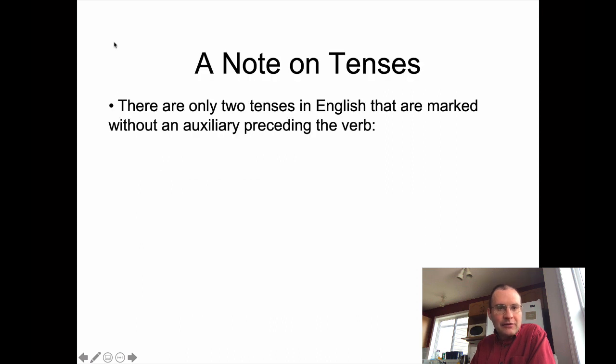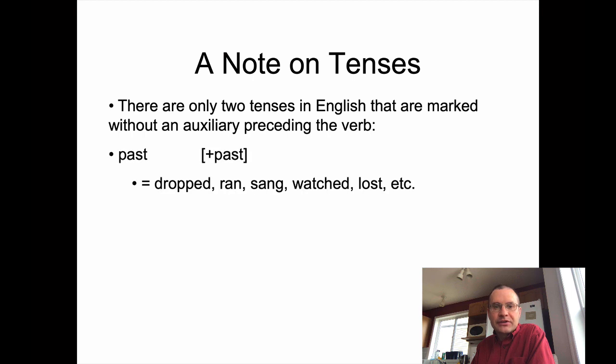I'm going to give you a note on tenses. There are only two tenses in English that are marked without an auxiliary preceding the verb. The first is the past tense, and we're going to mark that in the T slot with a plus past feature. Dropped is explicitly marked here with this -ed suffix, and other verbs in English, you might recall, are irregular, so they show internal change when they go to the past, like ran or sang, watched, so on and so forth. These are all past tense verbs.